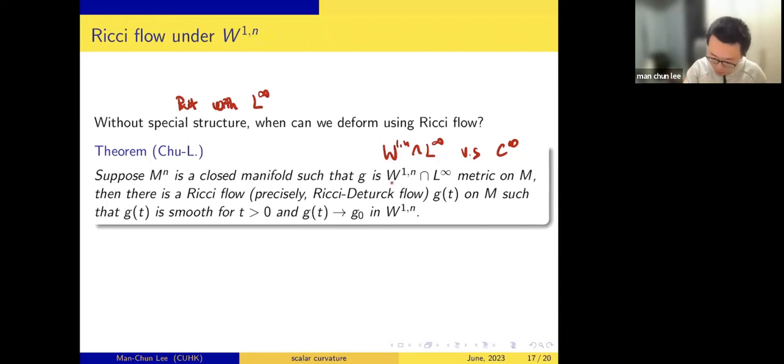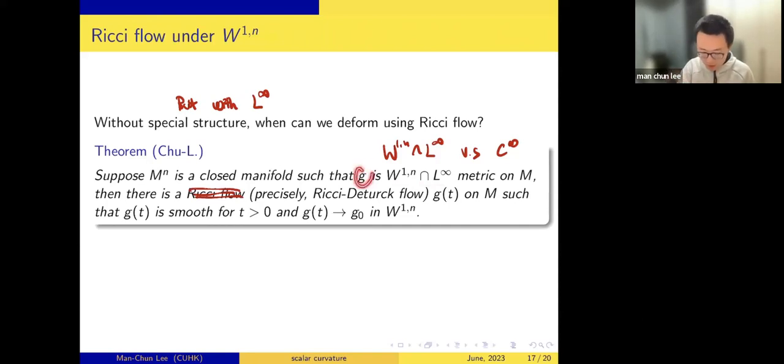Okay, so if you assume a singularity like this, then you can flow it by the Ricci-DeTurck flow. I should not say the Ricci flow is cheating. Yeah. Okay, we can flow the Ricci-DeTurck flow from this initial data.